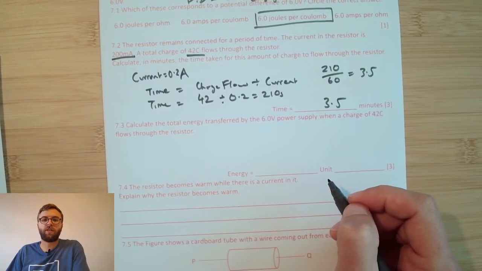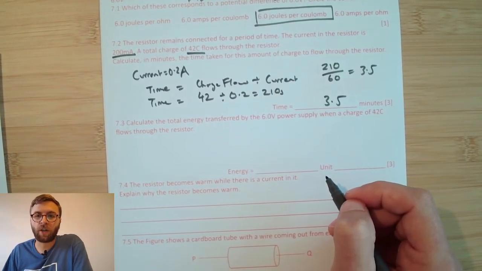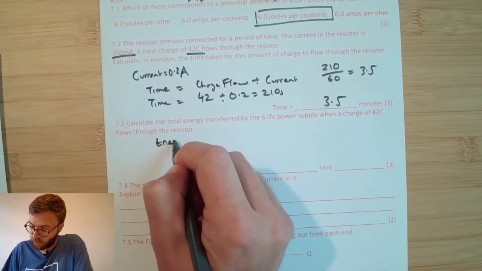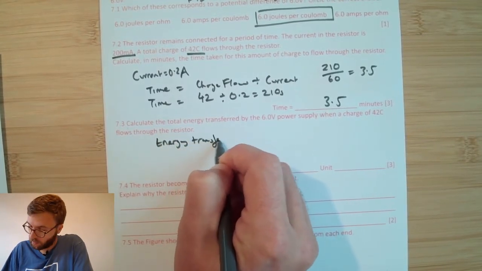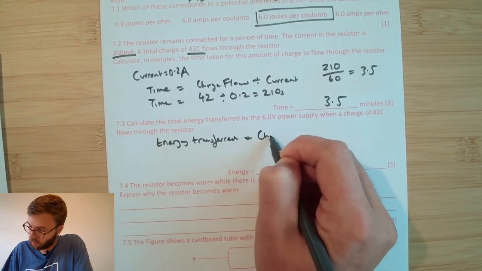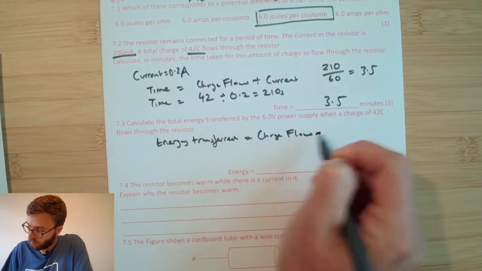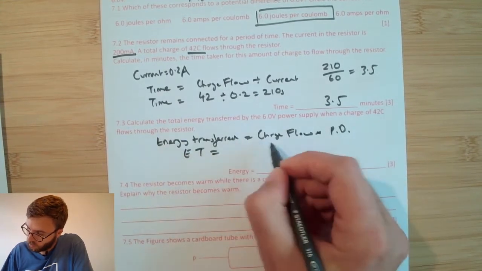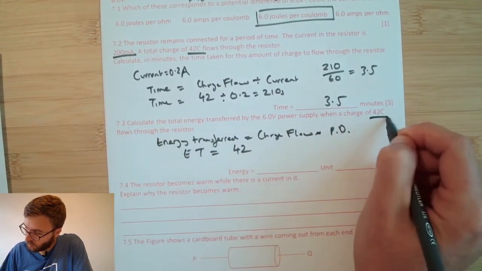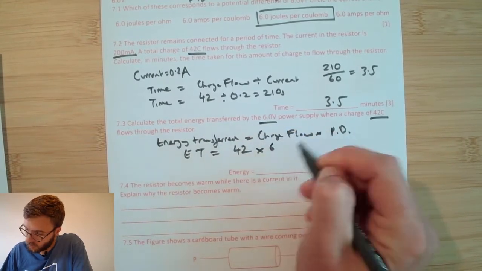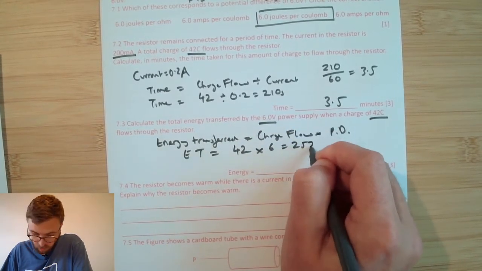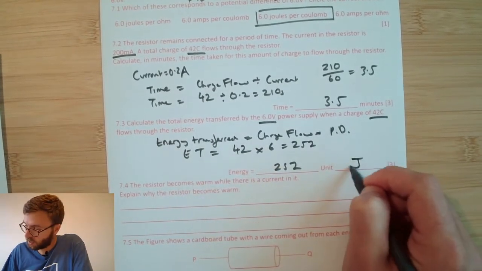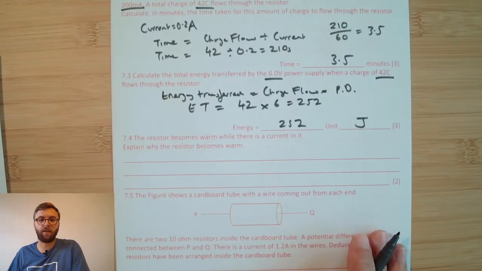Calculate the total energy transferred by the 6-volt power supply when a charge of 42 coulombs flows through the resistor. So for this one, we're going to use the equation energy transferred equals charge flow multiplied by potential difference. So the energy transferred equals the charge flow, which is 42, multiplied by the potential difference, which is 6, which gives us 252. So our answer is 252, and as it's energy, the unit is joules with a capital J.